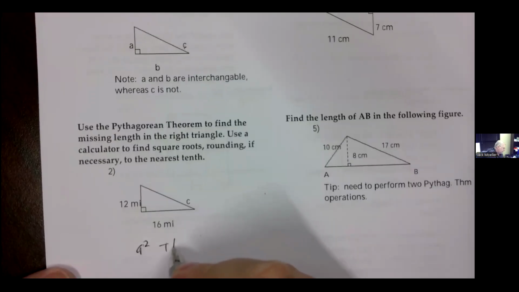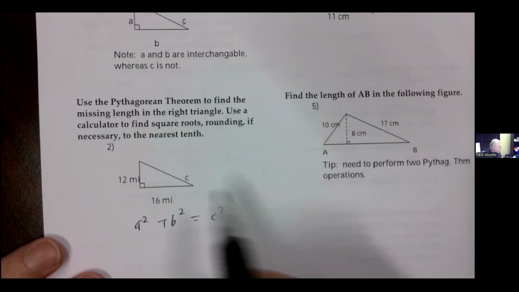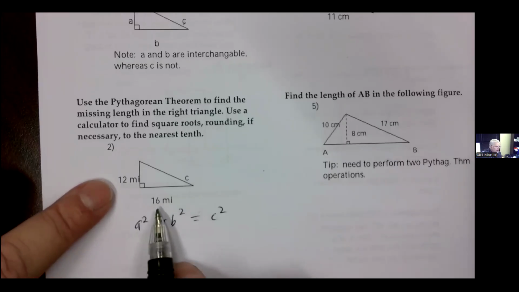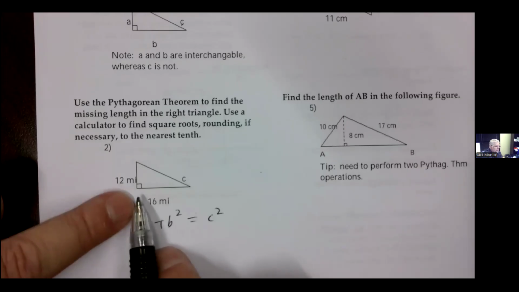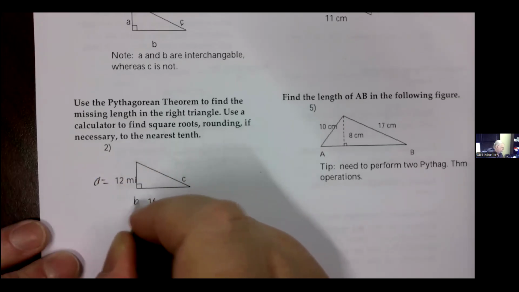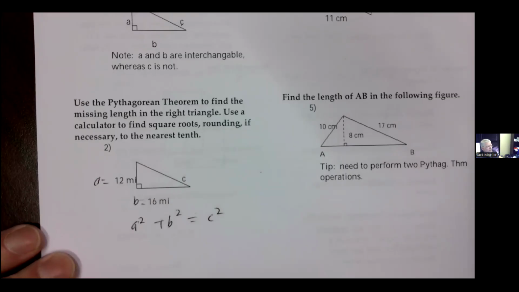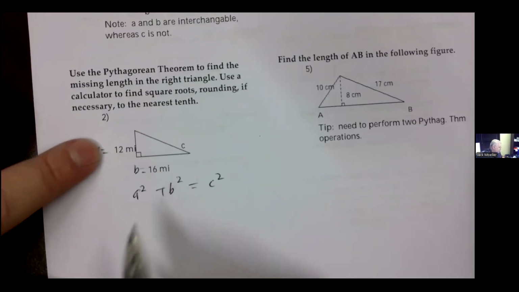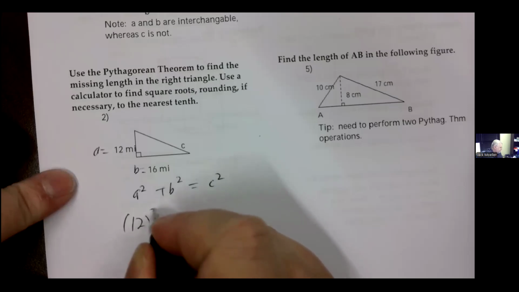I'm always big on writing the theorem, the formula, down to begin with. If you notice, we don't know C. That means we have A and B. It does not matter which one of these is A and which is B. Those are the two that make up the 90 degrees. So I'm going to say my A is 12, my B is 16. Now we just plug those into the formula. So A squared is going to be 12 squared.